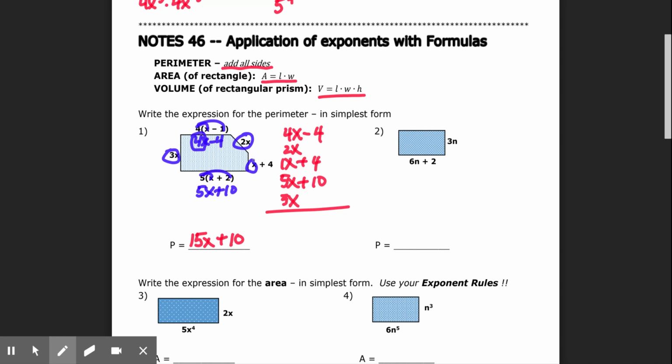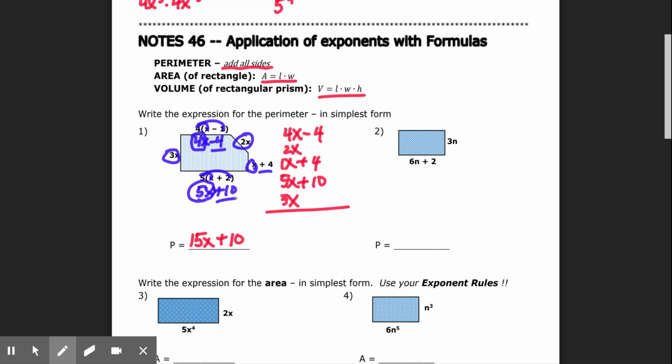Sorry, I think I just miscounted. 3 plus 4, I was trying to multiply. 3 plus 4 is 7, plus 2 is 9, 10, and then this 5x makes 15. And then we have our negative 4 and positive 4 cancel out, and then we just have plus 10. So either way you want to do it is fine.